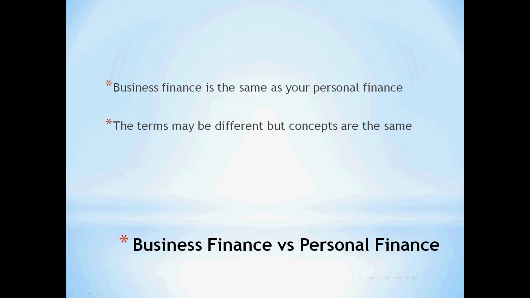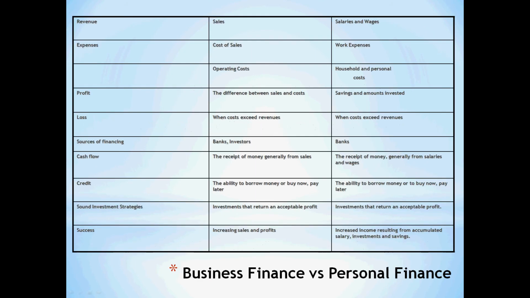Business finance is the same as your personal finance. The terms may be different, but the concepts are the same. You still need to keep track of the money going in and going out. In business versus personal finance, your revenue would be sales versus salary and wages. For expenses, it'd be cost of sales, like the cost of your inventory, versus your work expenses. Then it's your operating costs versus your household and personal costs.